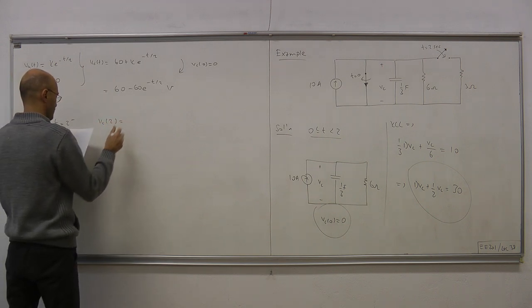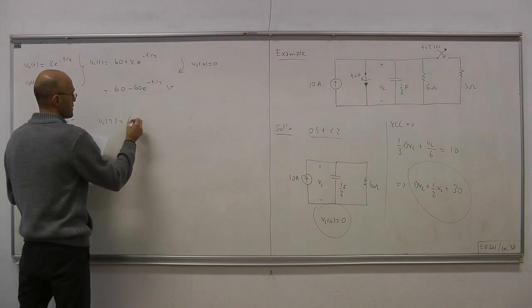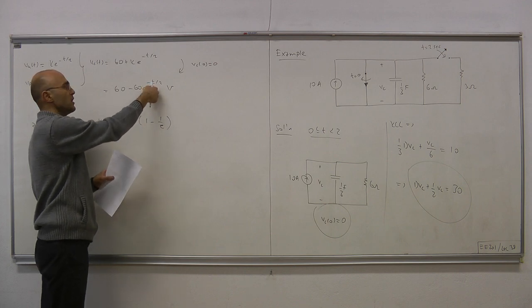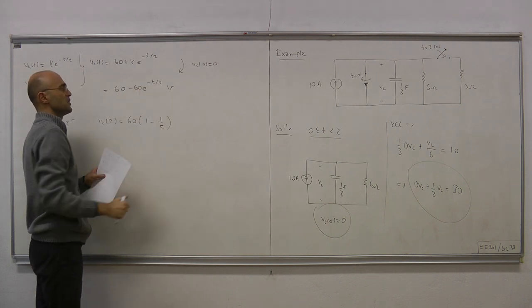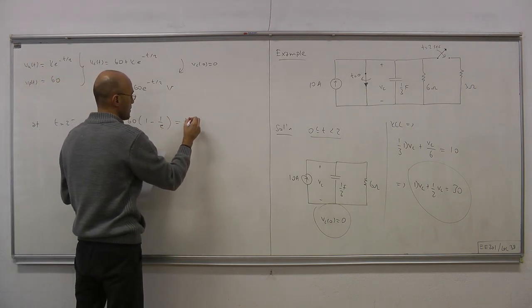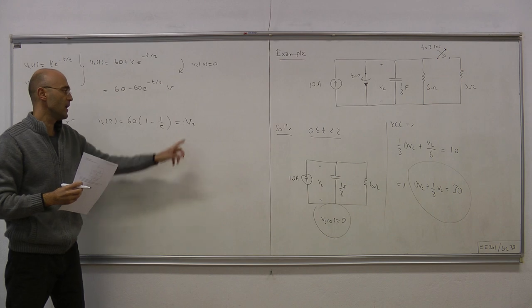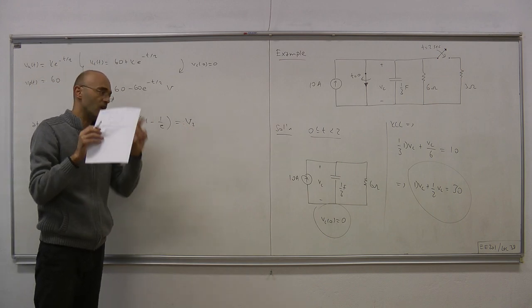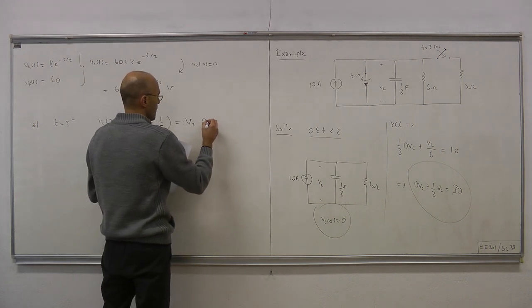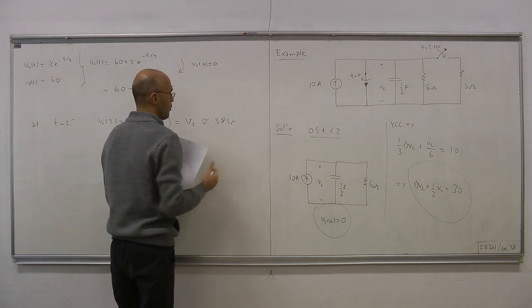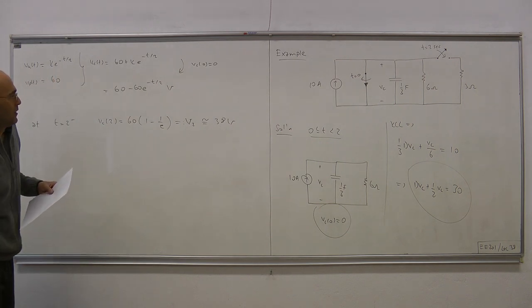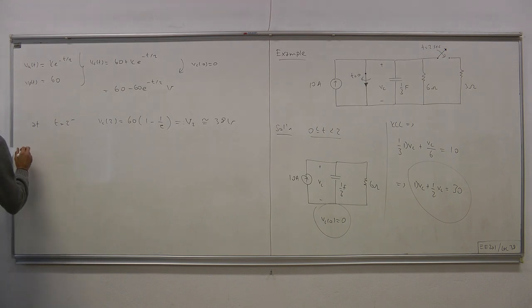VC2 equals 60 minus 60 times e to the minus 1. Plug in t equals 2 here, so you have 60 minus 60 times 1 over e. And this is our, let's call it, initial condition at the second initial time, at t equals 2. This is around 40 volts.